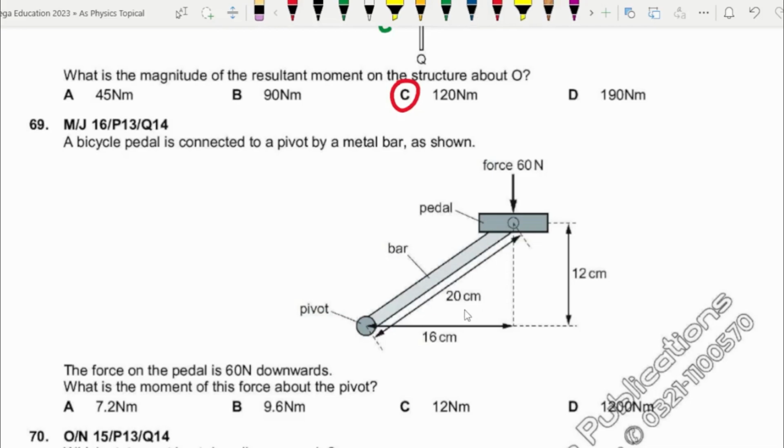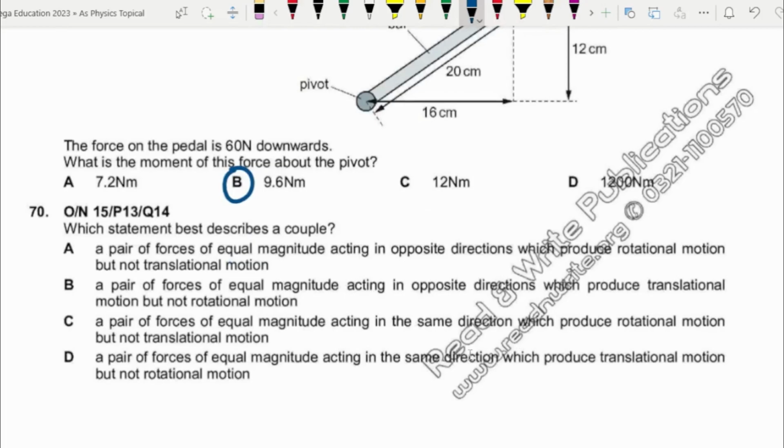We don't need this distance. This is not a perpendicular distance for the force, okay, because the force is this way and the pivot is over here. In that case, the perpendicular distance would be a horizontal line. So the perpendicular distance comes out to be 16 centimeter or 0.16 meters. So 60 times 0.16. Alright, let's take a look at the next one.